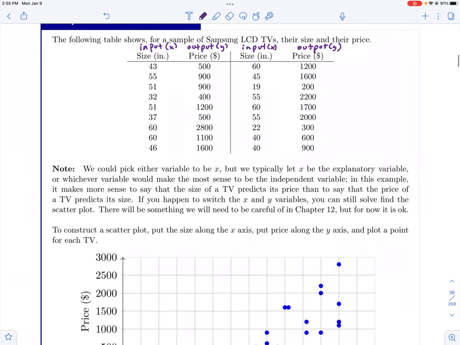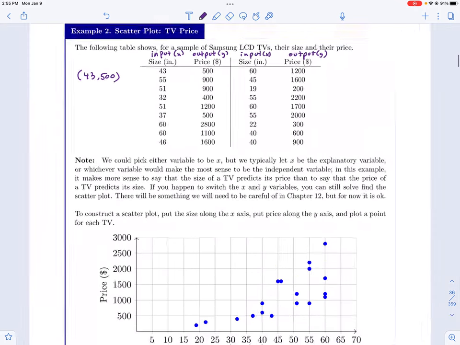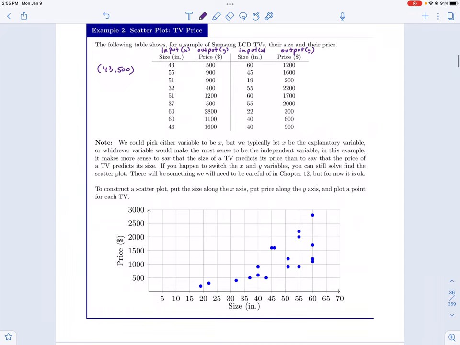And so what you can do is think of each of these as little ordered pairs if it helps you. So for example, that first one, 43, 500, would look like the ordered pair (43, 500). And if we look, all these numbers have actually been graphed for us already. And so if we look, 43, 500 is going to be right there. So that point is going to be our (43, 500). And so we could go through and do the same thing with each one.